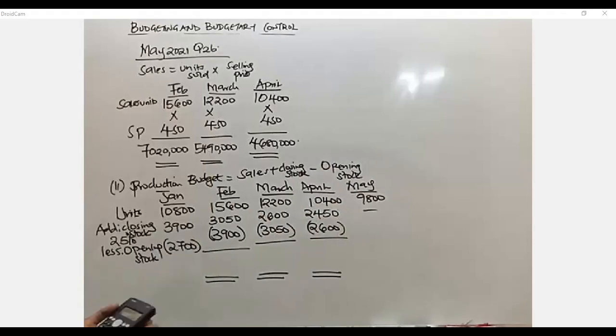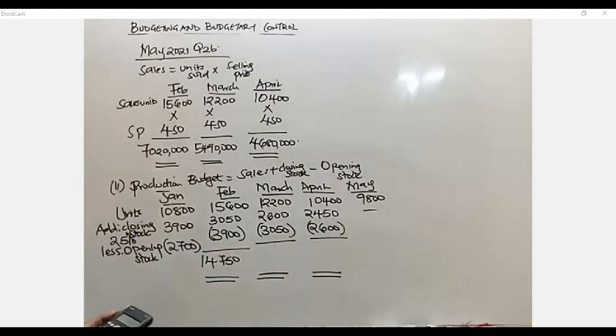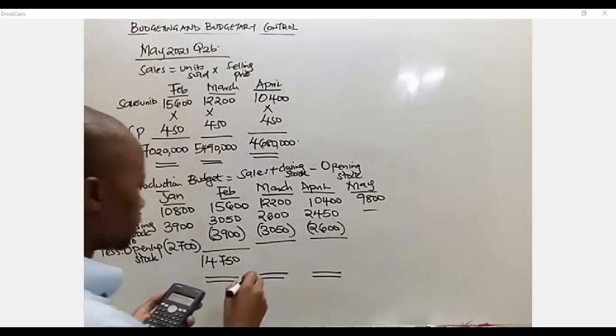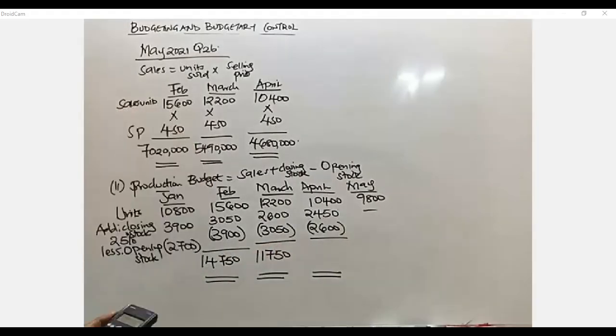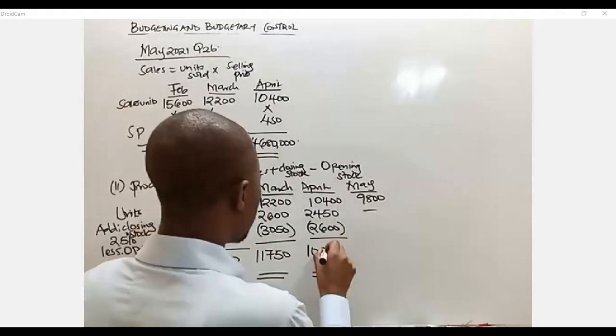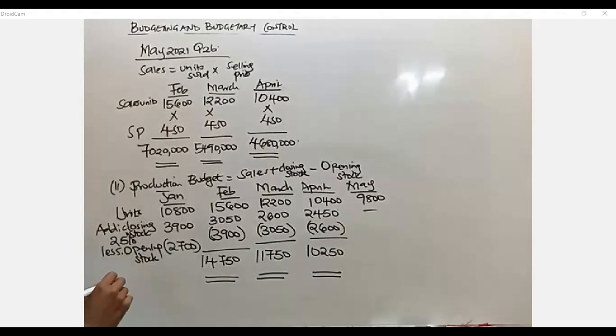So in this case, I just say 15,600 plus 3,050 minus 3,900. Here I get 14,750. Right? 12,200 plus 2,600 minus 3,050. I'm getting 11,750. Then the last one will be 10,400 plus 2,450 minus 2,600. Getting 10,250. Right? These are the units produced.